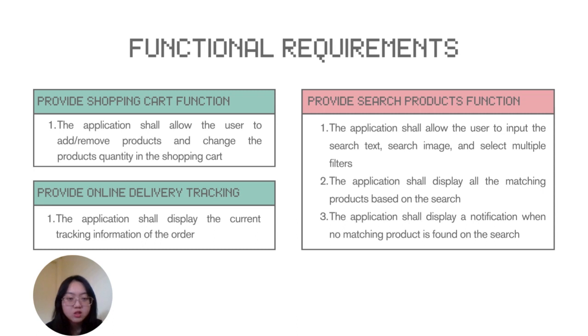Next, provide search products function. So the application shall allow the user to input the search text, search image, and select multiple filters. The application shall display all the matching products based on the search. And then the application shall display a notification when no matching products is found on the search.